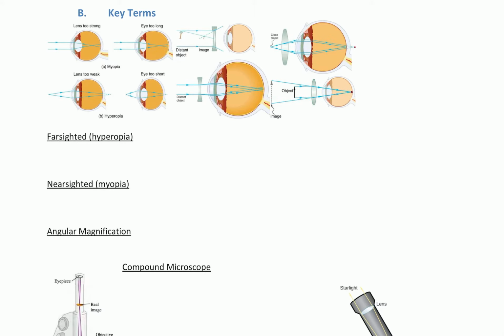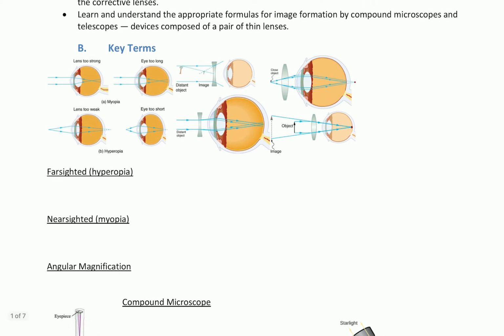Okay, so let's take a look at our first key terms: the conditions of farsighted and nearsighted, or you could say farsightedness and nearsightedness. Someone who is farsighted has hyperopia. Someone who's nearsighted has myopia. So what's going on with these conditions? Well, let's take a look at the pictures as well as the definitions.